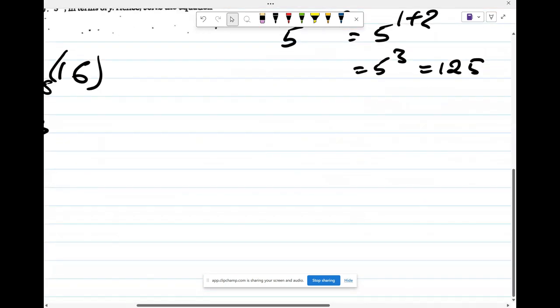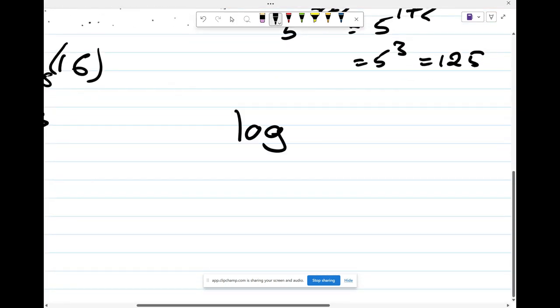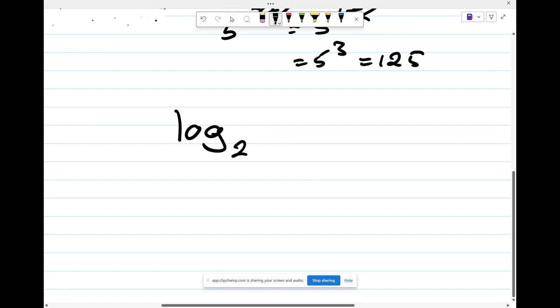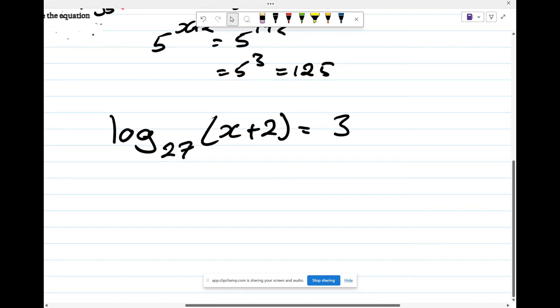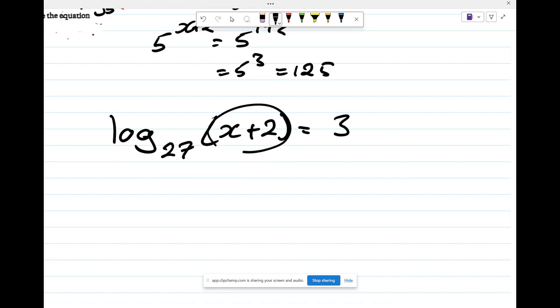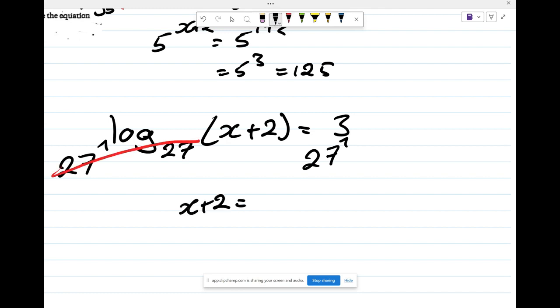And let's do another one that I'm just going to make up here. Let's say we have log to the base 27 of x plus 2 is equal to 3. I might get a really small answer, a really big answer, doesn't matter. I'm just making this up to make the point that they're opposites. So our x plus 2 is stuck in here, and we can't get it out. What is the opposite of log to the base 27? Well, it's raising everything to the 27. So this will cancel with this, and we're left with x plus 2 equal to whatever 27 to the power of 3 is, which is a big number.